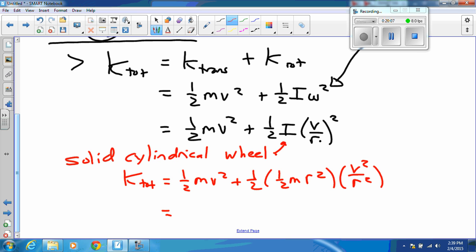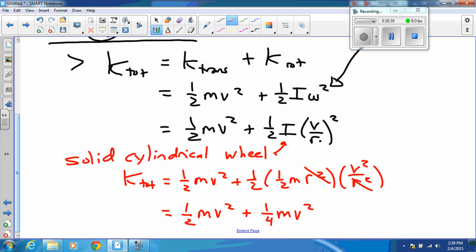So two lovely things happen. The first is that my r squareds cancel in this expression, just like that. And the second is that a half times a half is, as Andrew observed, 1/4. So I actually get 1/2 mv squared as the translational component of my kinetic energy, and I get 1/4 mv squared as the additional rotational component. Because the wheel is rotating, it has more kinetic energy than an object that's just sliding.